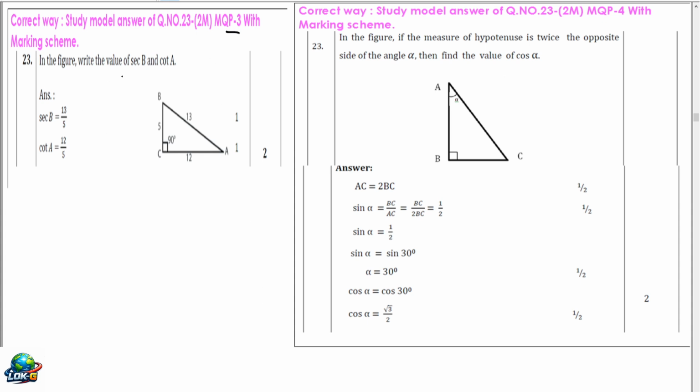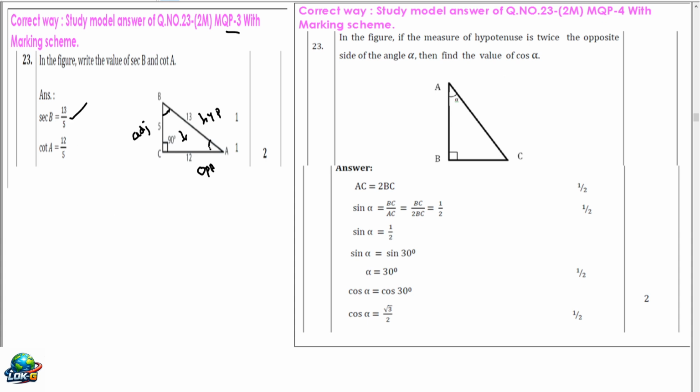In the figure, write the value of sec B and cot A. Figure is given. When you take angle B, this becomes opposite and this one will be hypotenuse. There is no change in the hypotenuse. When this becomes opposite, this becomes adjacent. You are asked to get sec B. What is the formula? Hypotenuse upon adjacent. 13 upon 5.